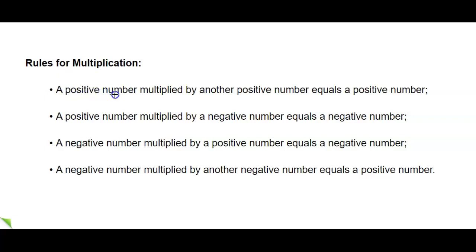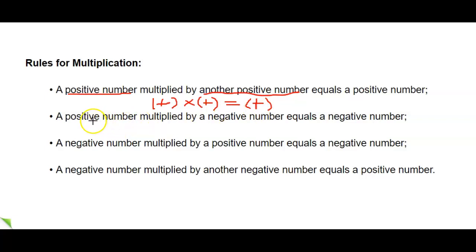For instance, a positive number multiplied by another positive number always equals a positive number. So we say positive times positive equals positive. That's the first rule for multiplication of integers.